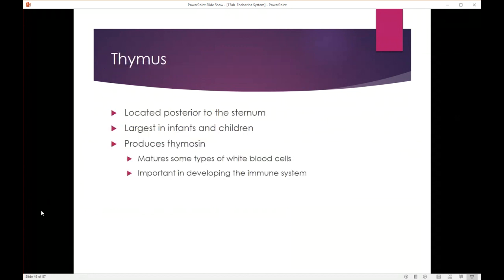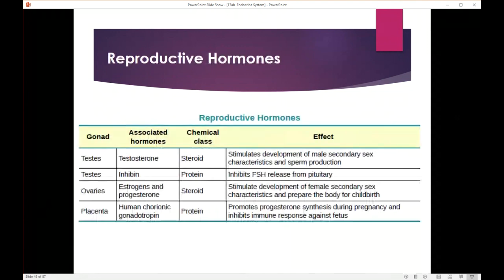The thymus is located posterior to the sternum or sort of sits on top of the heart. It's largest in infants and children and it produces what's called thymosin. Thymosin is going to help to mature some types of white blood cells and it's important in developing our immune system.